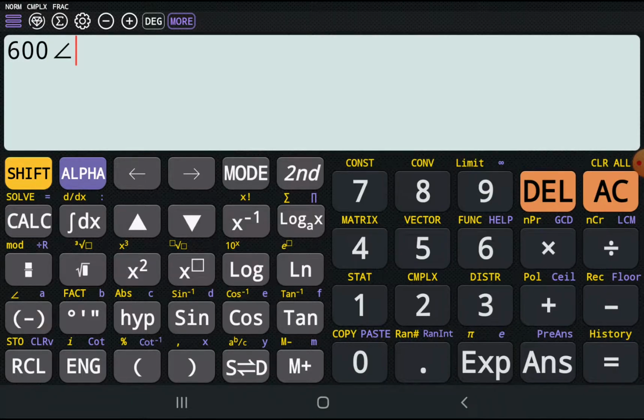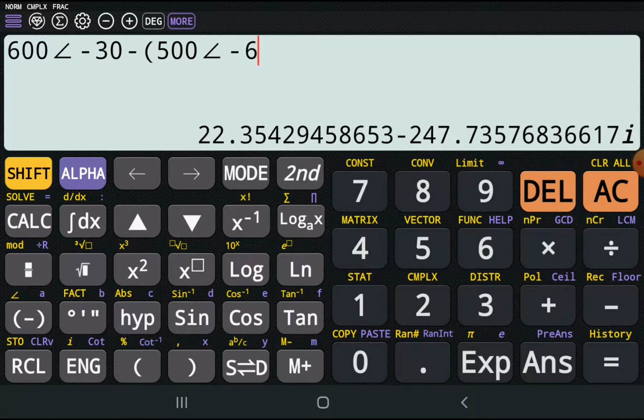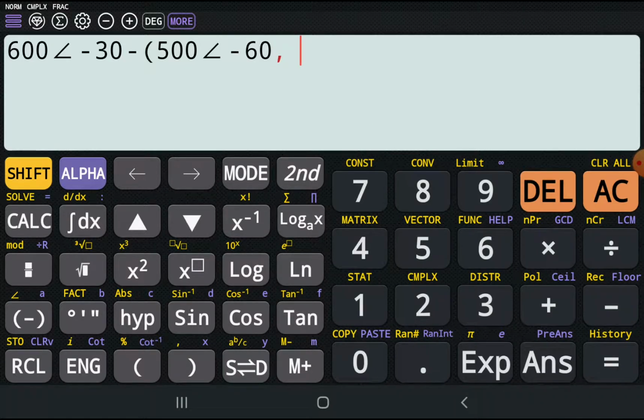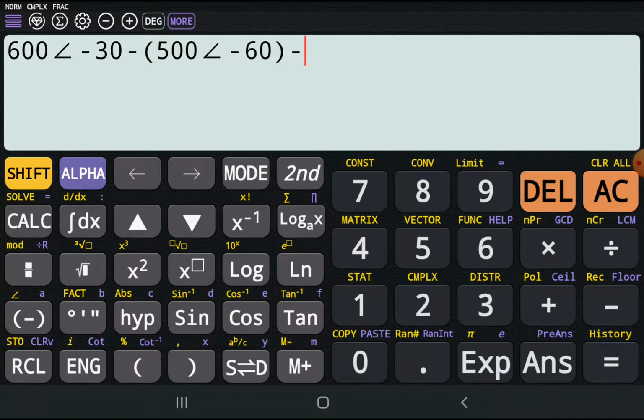Shift angle of negative 30. Less. Close and open parenthesis kasi mag-error yan pag wala. Less 500. So, shift 500. Shift angle of negative 60. Okay. Less 450.